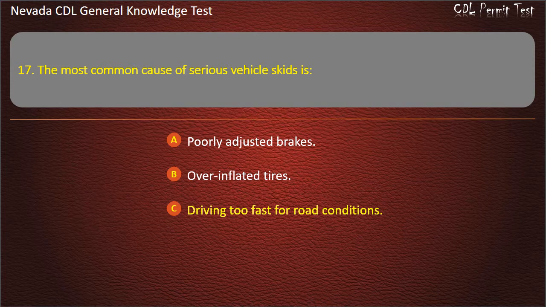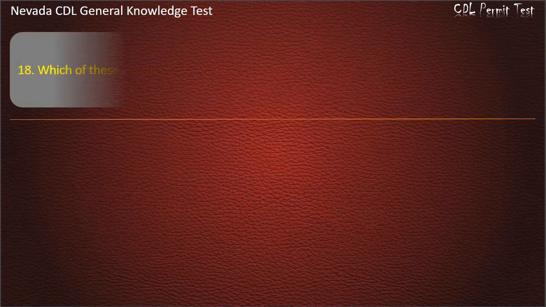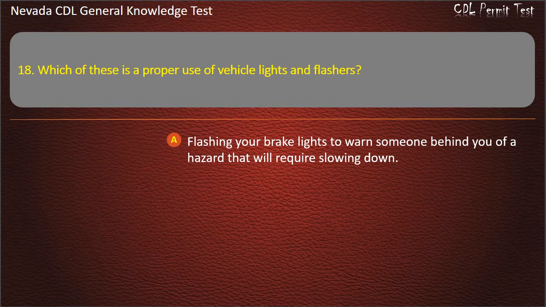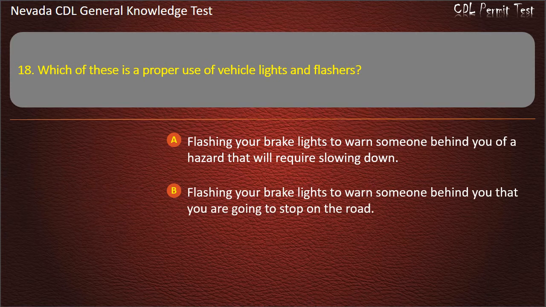Question 18. Which of these is a proper use of vehicle lights and flashers? Flashing your brake lights to warn someone behind you of a hazard that will require slowing down. Flashing your brake lights to warn someone behind you that you are going to stop on the road. All of these are correct. Answer: All of these are correct.